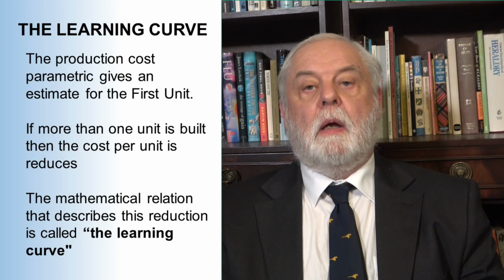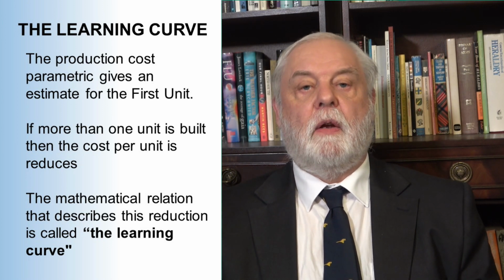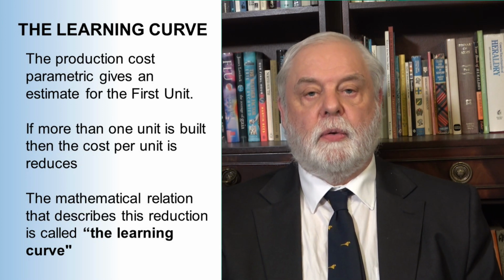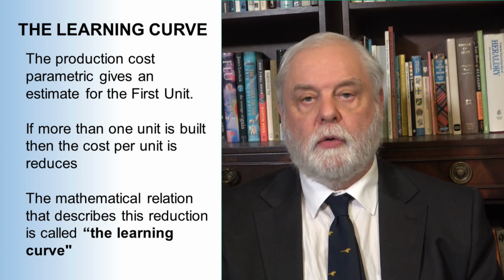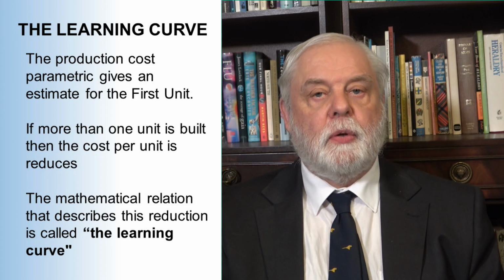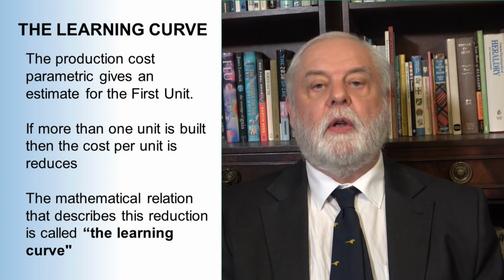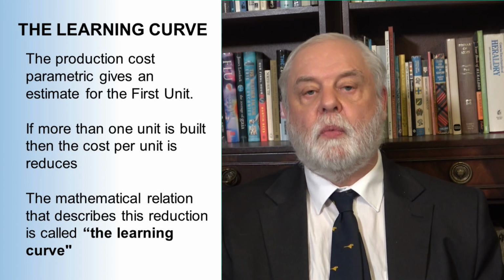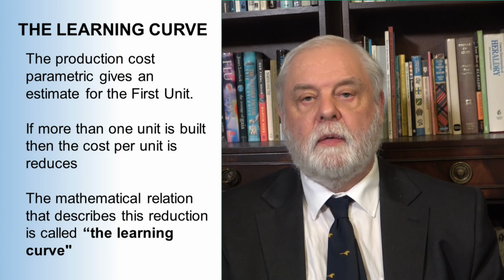We have seen that the production cost parametrics are designed to give the value for the first theoretical unit produced. That is, if you make one unit, then that is what it will cost. But if you make another unit, will it cost the same to produce? No, of course not. As you make more and more units, so the cost of producing each one will get less, and this effect is called the learning curve.